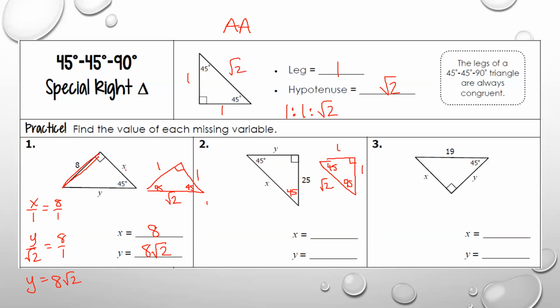y will correspond to 1, and don't use x, use 25. 25 corresponds to 1, and so you could cross multiply and see that y is indeed 25. If you recognize the legs were congruent, you just immediately said y was 25, that's okay. Now x corresponds to root 2, and 25 corresponds to 1. And when we cross multiply, we get x, and 25 times root 2 is just 25 root 2. Simple as that.